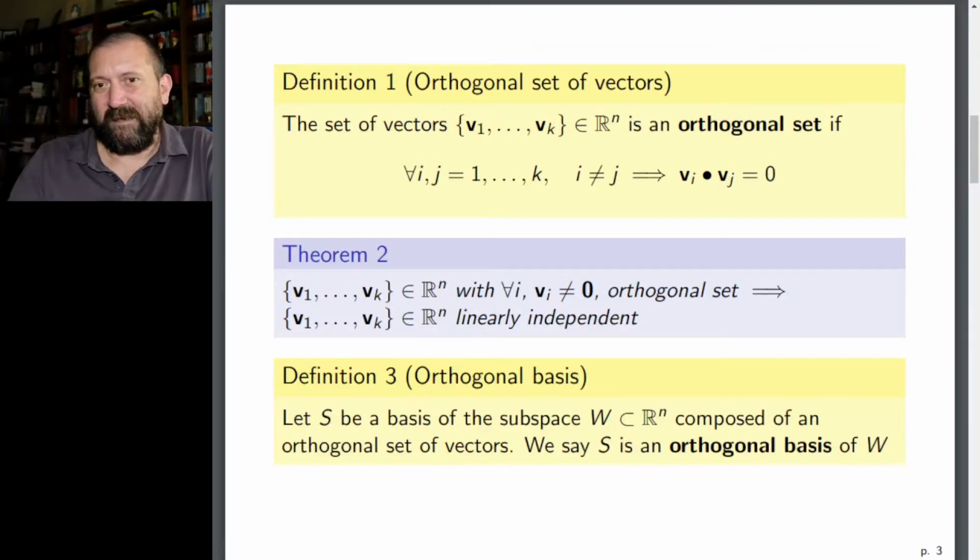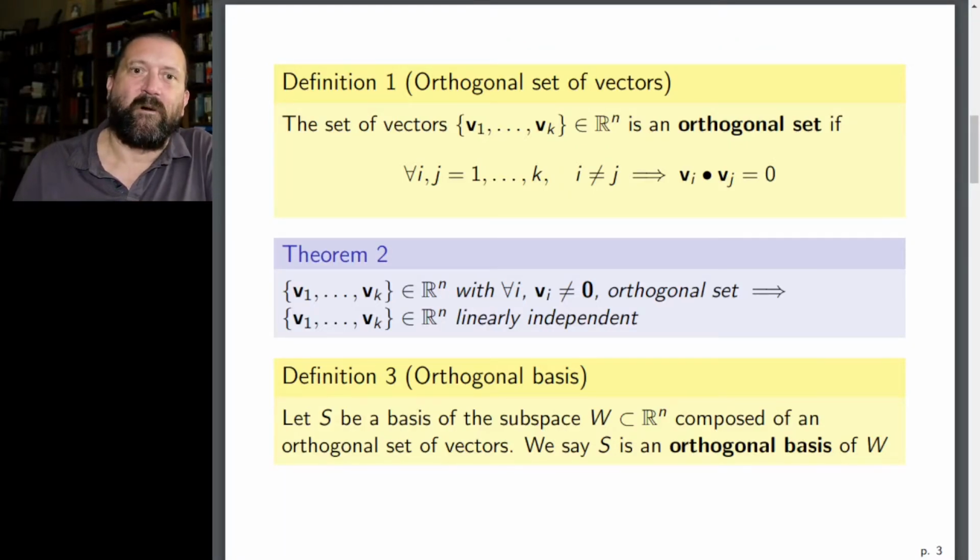So if I have a set of vectors that forms a basis of a given subspace W, and if that set is orthogonal, then we call that basis an orthogonal basis of the subspace.